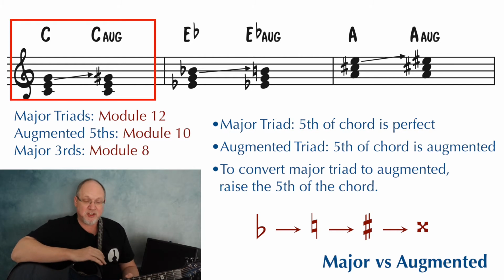Here's a C major triad, C, E, G. We change this to a C augmented triad by raising that G, the fifth of the chord, a half step to a G sharp. So C augmented is C, E, G sharp.